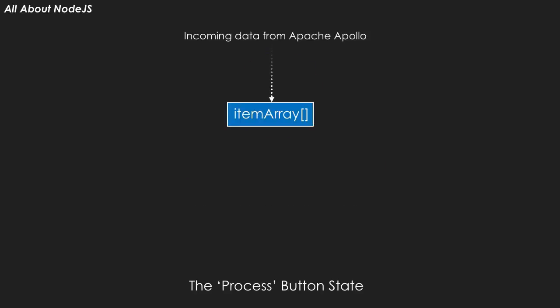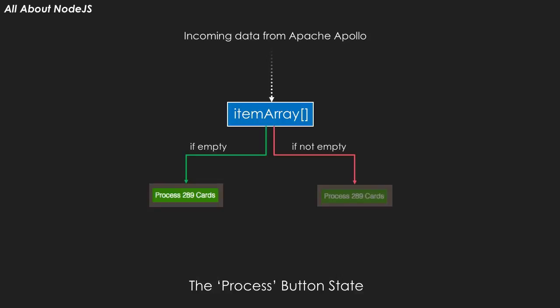When data is received back from Apache Apollo, we are going to store it in an array called item array, and this is the source from where it'll go on our web page. So when we launch our Happy.js app for the first time, and till the time we don't click on the process button, this array would be empty. If so, then we want our process button to be in an active state, because only then the user can click on this button, resulting in the data being sent across to Apache Apollo to our Python script for processing.